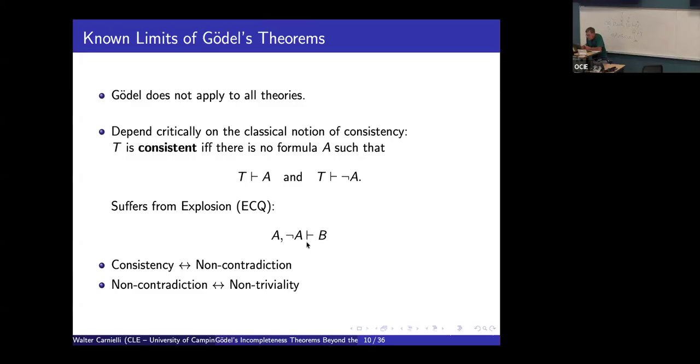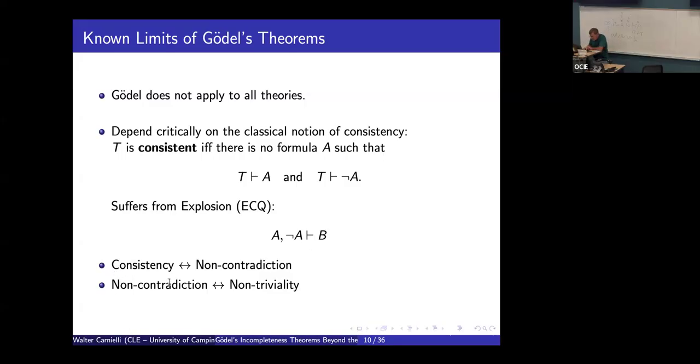So Gödel does not apply to all theories, as you know, of course. Some theories are weak enough that they are not even under the scope of Gödel's theorem. That's obvious for anyone. I think you need to have some kind of arithmetic in it. They don't apply to everything, but the important point for me is the point here.